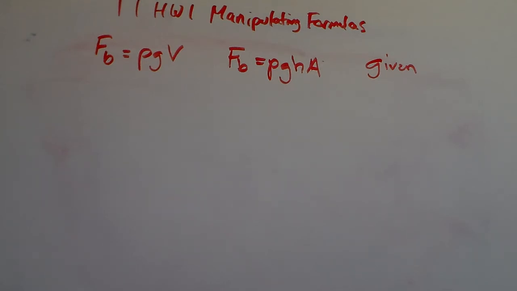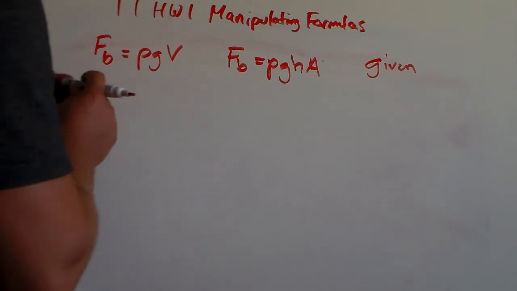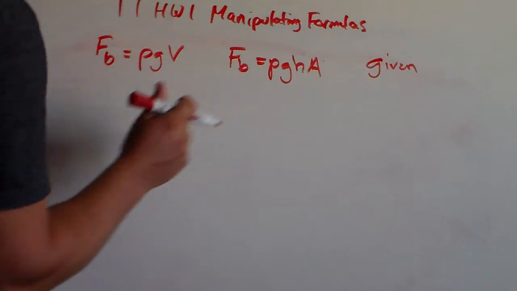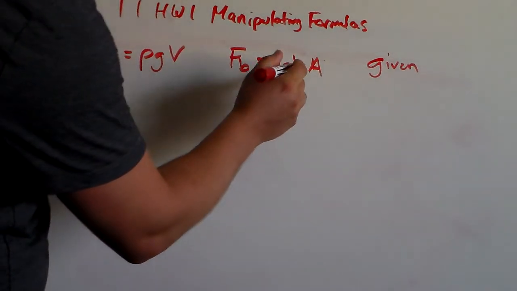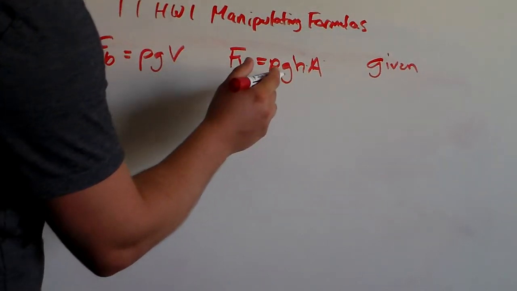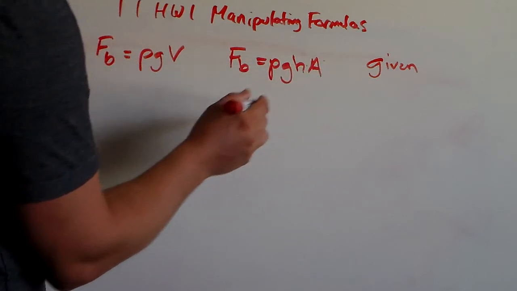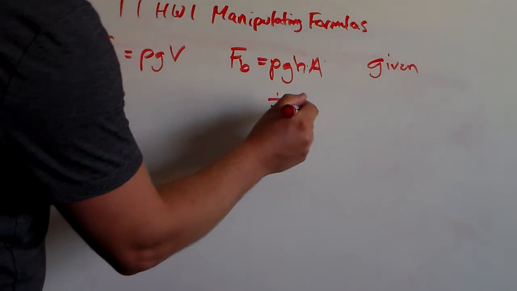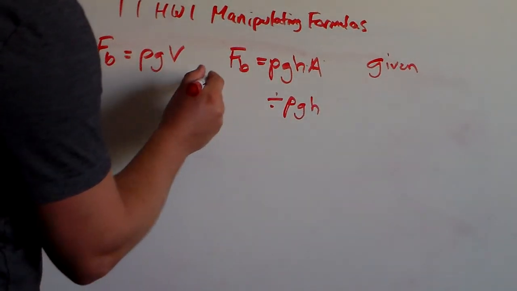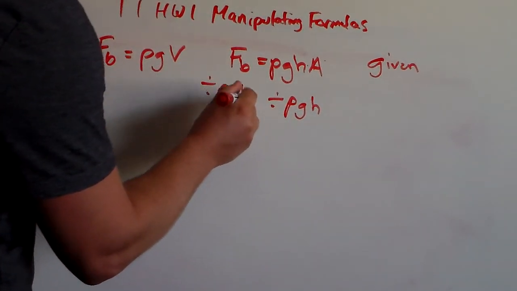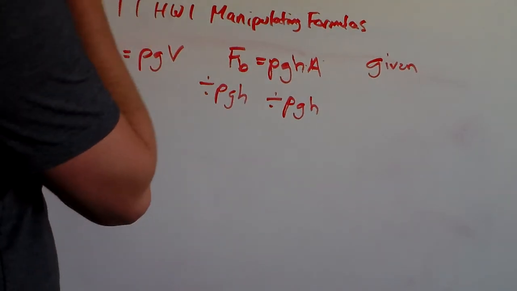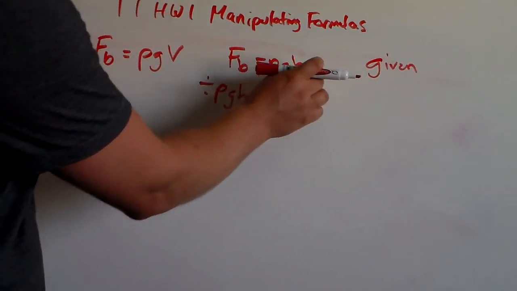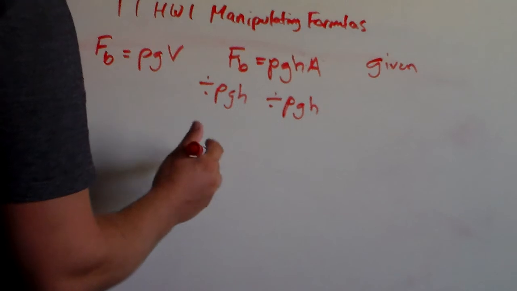So in problem number 8, we have to get capital A all by itself. So let's do it step by step. This is the formula that has the A in it. PGH, all of this is being multiplied by A. So to get A all by itself, we divide by P, G, and H to both sides, the entire thing. All three of those letters are being multiplied to the A, so we can divide by all of them.